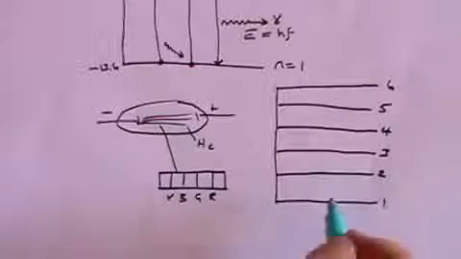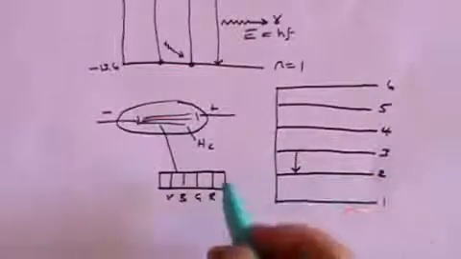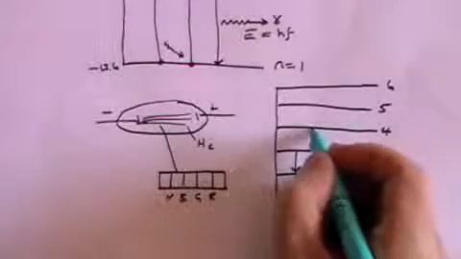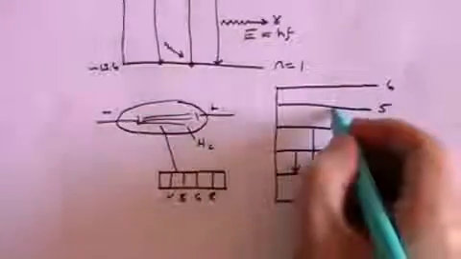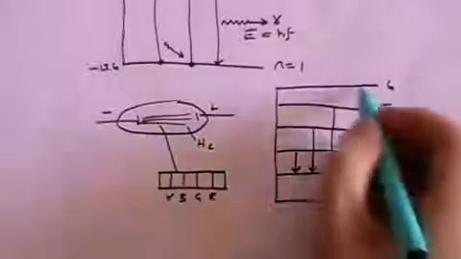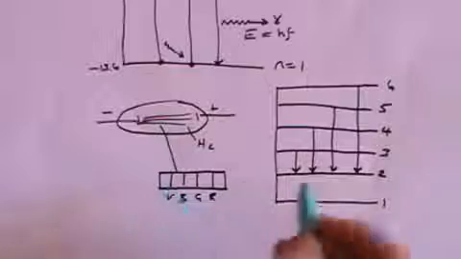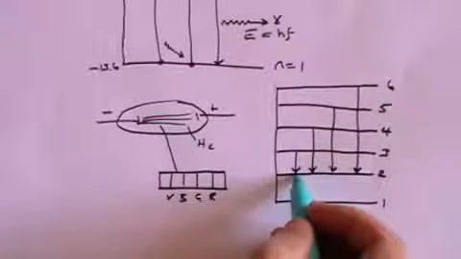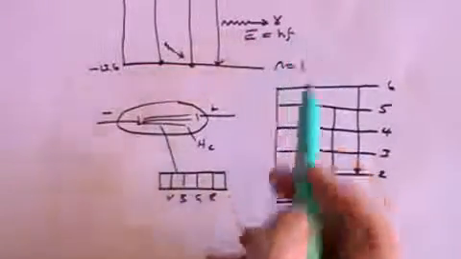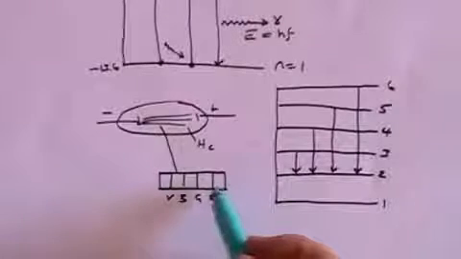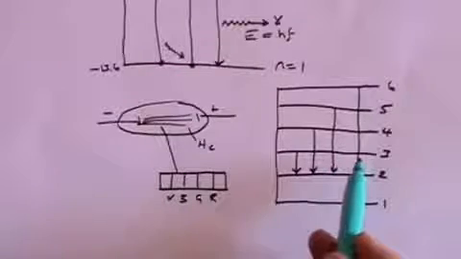What did they find? They found that the 3 to 2 jump represented the red line. The 4 to 2 jump precisely represented the green line. The 5 to 2 jump was the blue line, and the 6 to 2 jump was the violet line. In other words, the energy difference between 3 and 2 gave you an energy, and that gave you a frequency, and that frequency precisely was the frequency of this red light. Similarly for green, similarly for blue, similarly for violet.